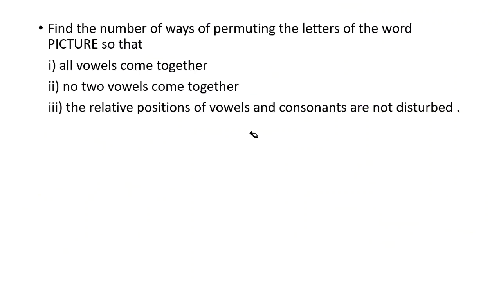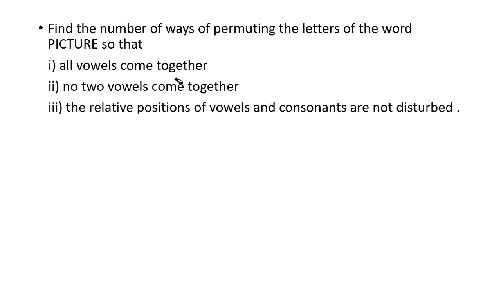The next problem is like this. Find the number of ways of permuting the letters of the word picture so that all the vowels come together, no 2 vowels come together, the relative positions of vowels and consonants are not disturbed.